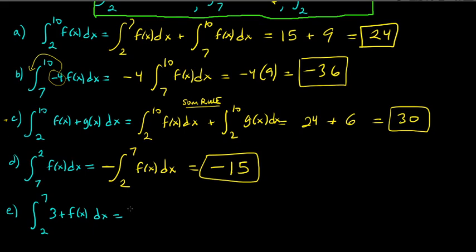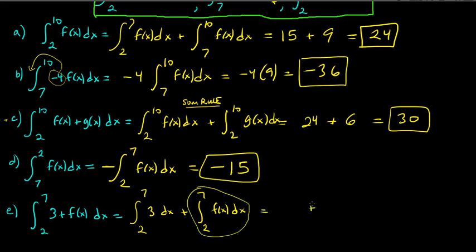Well, we do have the sum rule. Same rule that we used in part C up here, we can use again in part E. Now in this case, the first summand is just 3, so that's my f of x, and my f of x is now g of x. But you can just go from 2 to 7 of 3 dx plus the definite integral from 2 to 7 of f dx. Okay, and let's do the second one first because we know that one.